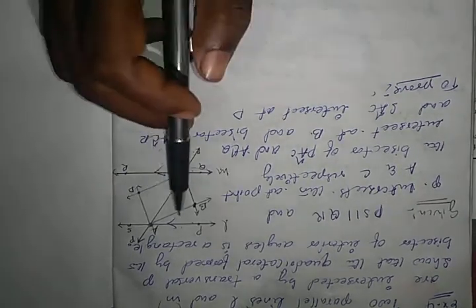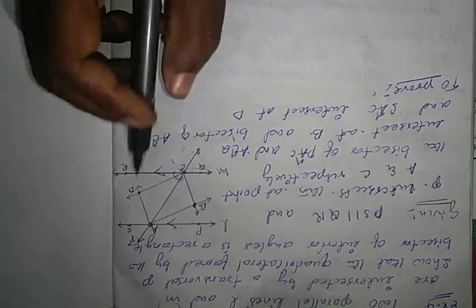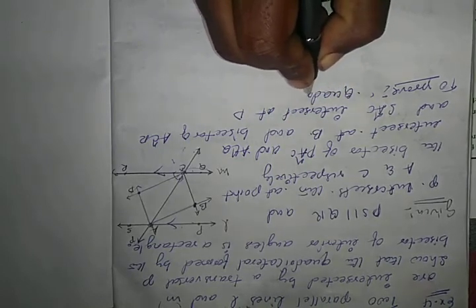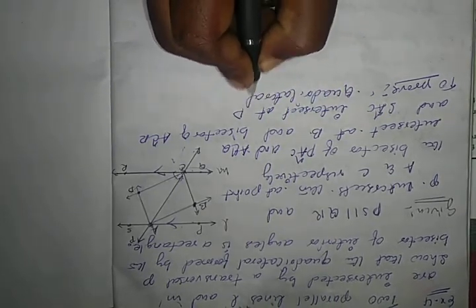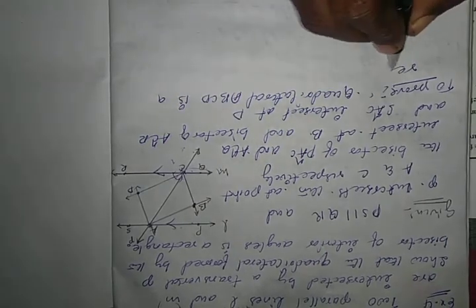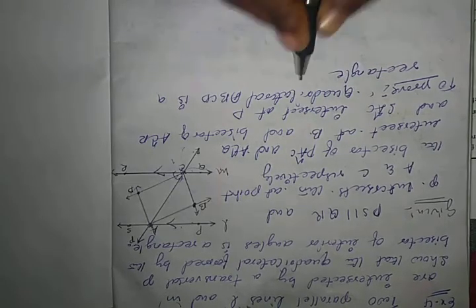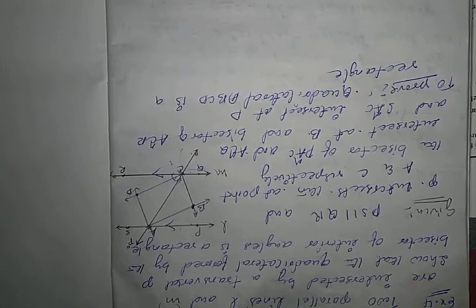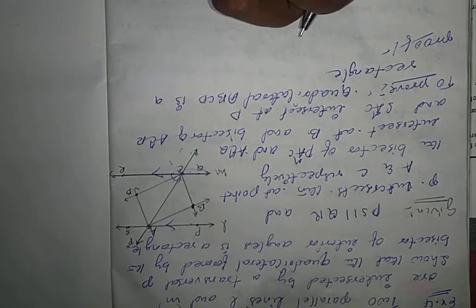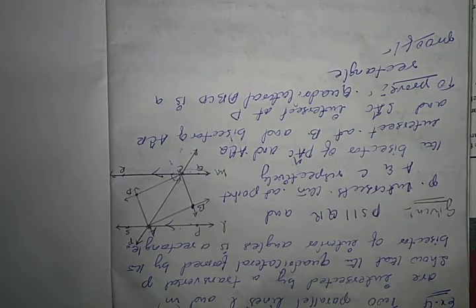So we have to show that, to prove, that the quadrilateral ABCD is a rectangle. Very important: quadrilateral ABCD is a rectangle. So let us see the proof. We are going to show that quadrilateral ABCD is a rectangle.